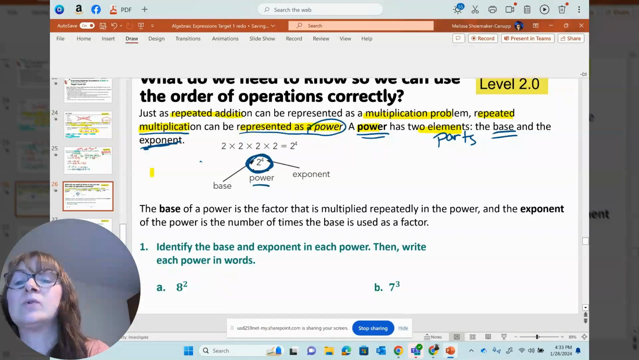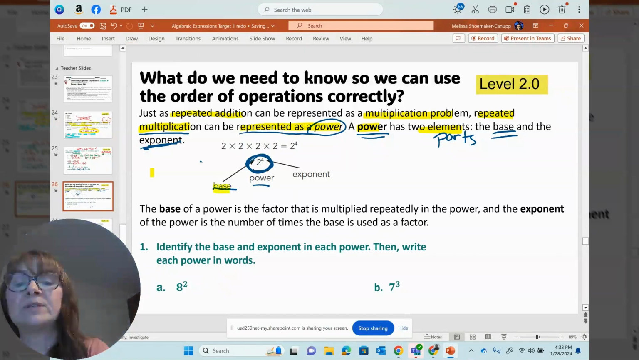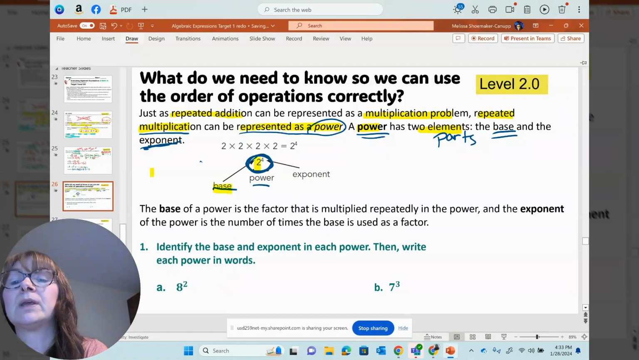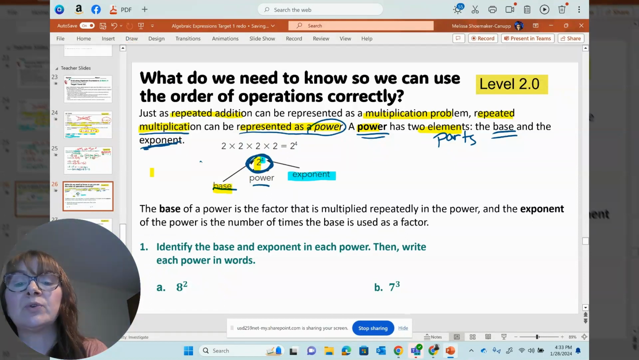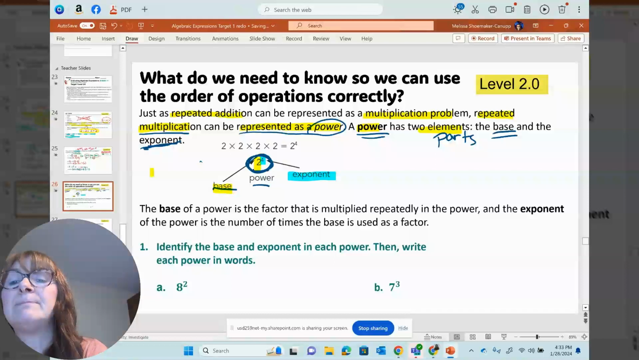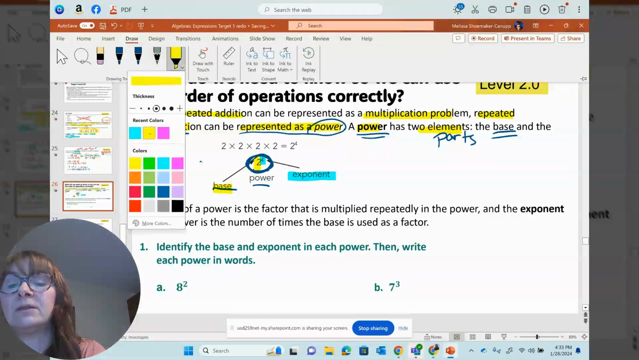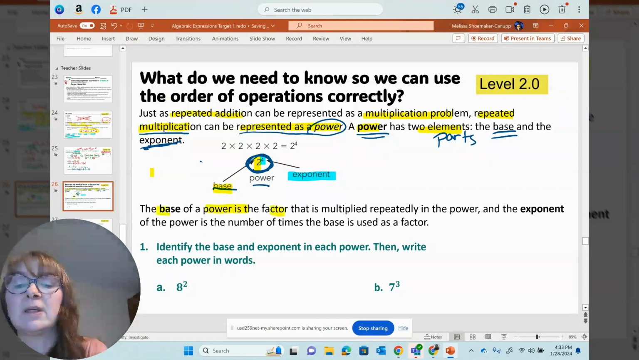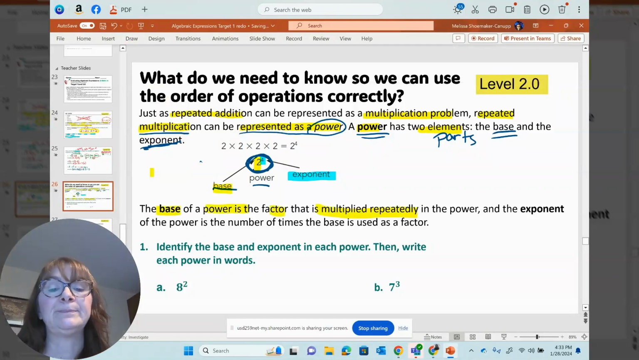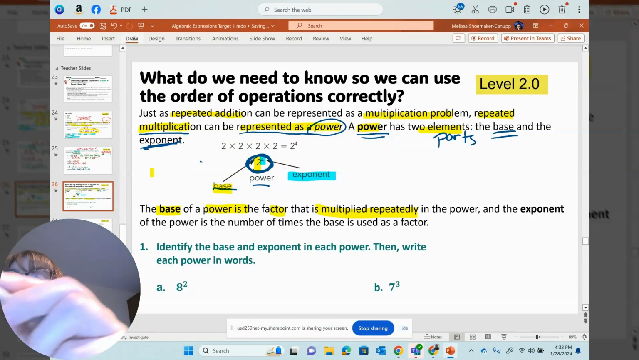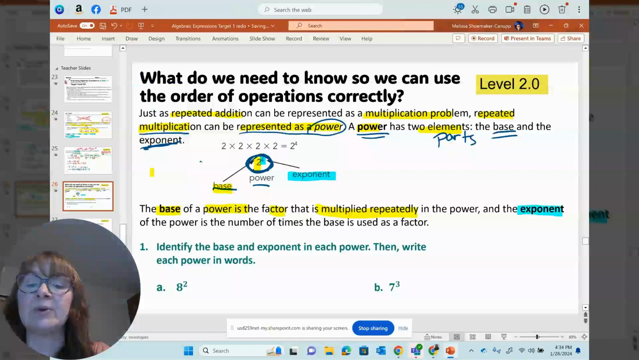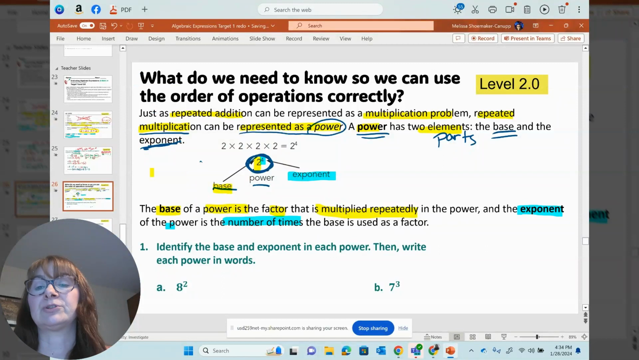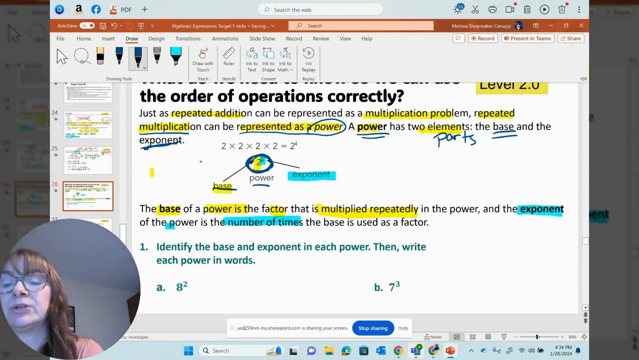The base is going to be the larger number. And then the exponent is going to be that baby number. The base is going to be the factor that is multiplied repeatedly. So that's the number you're going to multiply times itself over and over again. How many times? Well, the exponent of the power is the number of times that the base is used as a factor. Let's take a look at what that's going to look like.